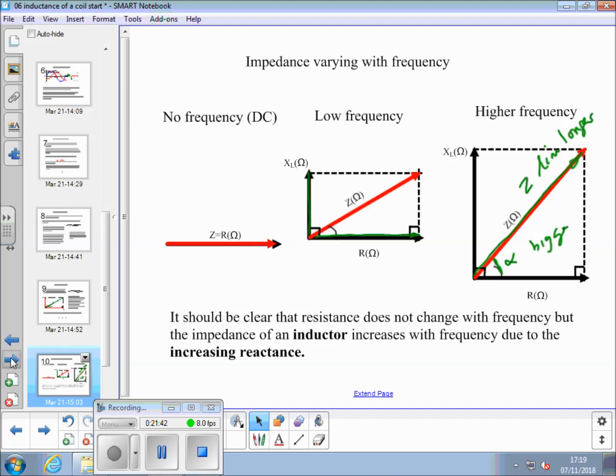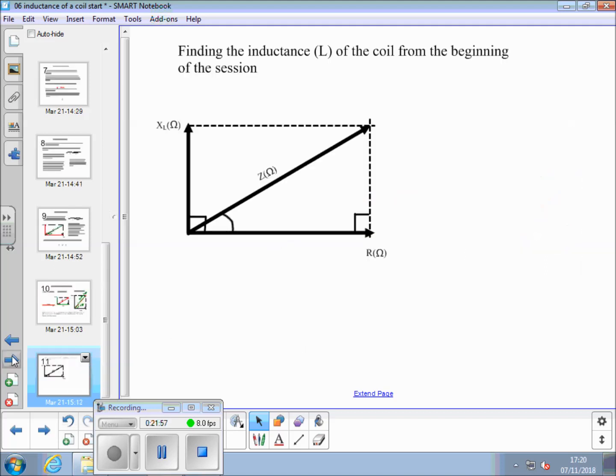We're coming to that in a minute. We're going to work out L in henrys for that coil we measured, and that's part of your assignment, practical work as well. Find the inductance L of the coil from the beginning of the session. So, how are we going to do that?